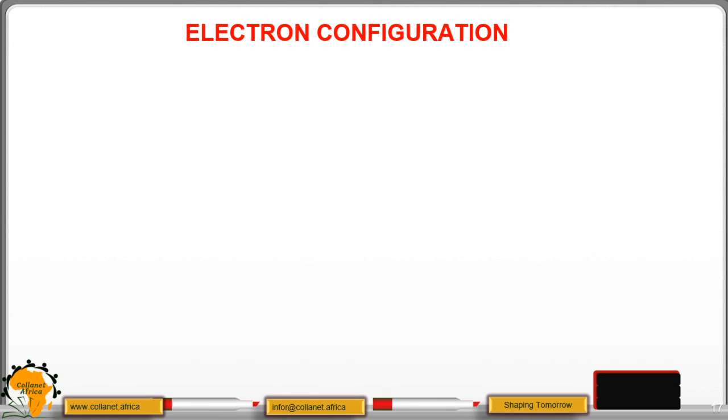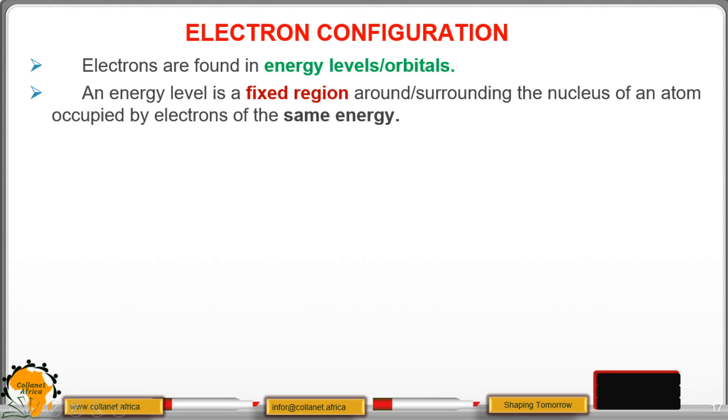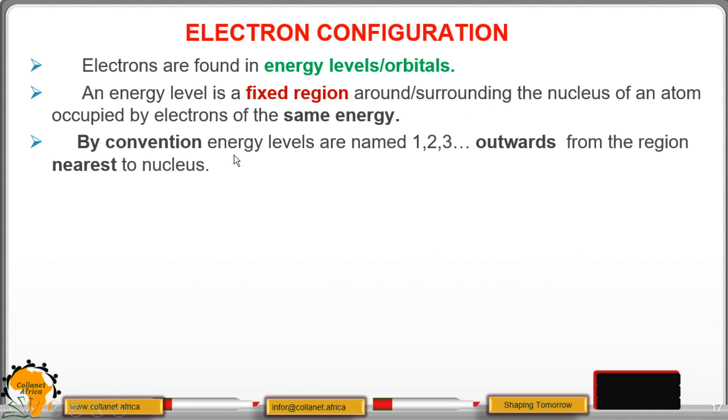Electron configuration comes from the word electron, so it is the arrangement of the electrons. Electrons are found in the energy levels, or the orbitals, or what we call the shells. An energy level is a fixed region surrounding the nucleus of an atom occupied by electrons of the same energy. By convention, energy levels are named 1, 2, 3 outwards from the region nearest to the nucleus.